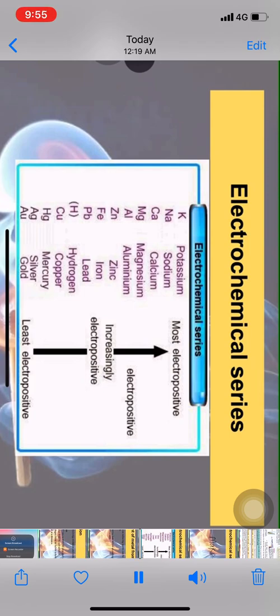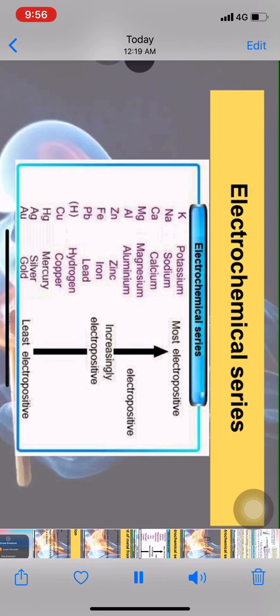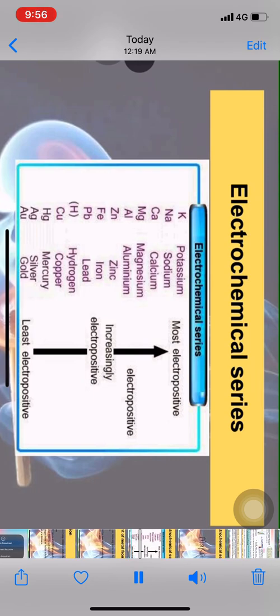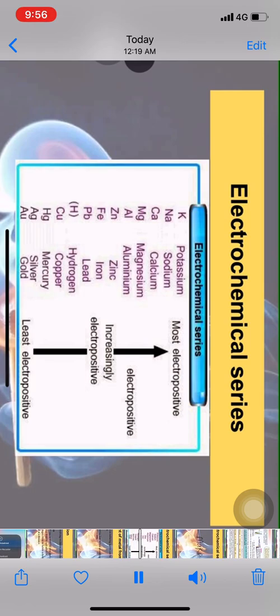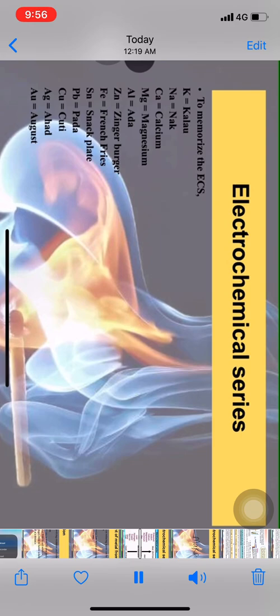So how do we know what is the reducing agent? We need to always remember the electrochemical series so that we know which metals will be displaced from its salt solution. In order to memorize this ECS, ECS is the electrochemical series.